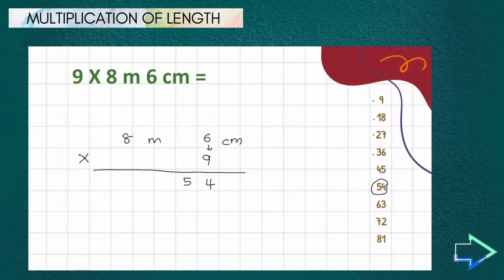After we're done, we just times the meter, which is 8 meter times with 9. 8 times 9 is equal to 72. Again, just write down 72 because there's no more number beside 8. We're not done yet because we need to bring down meter and centimeter. As you can see again, this centimeter is not more than 100, so we don't need to minus or convert it into centimeter. That means 9 times 8 meter and 6 centimeter is equal to 72 meter and 54 centimeter.